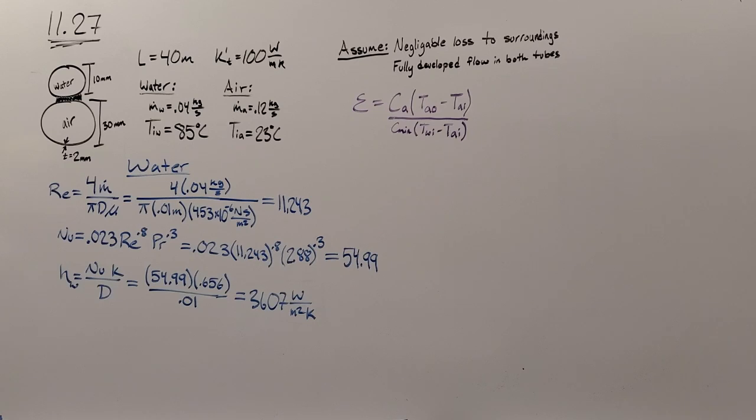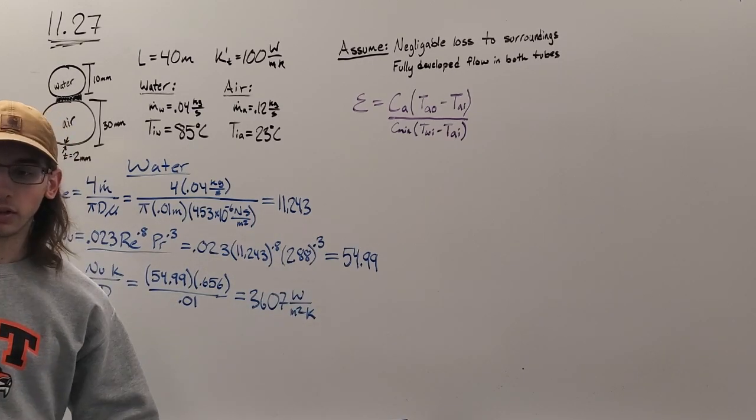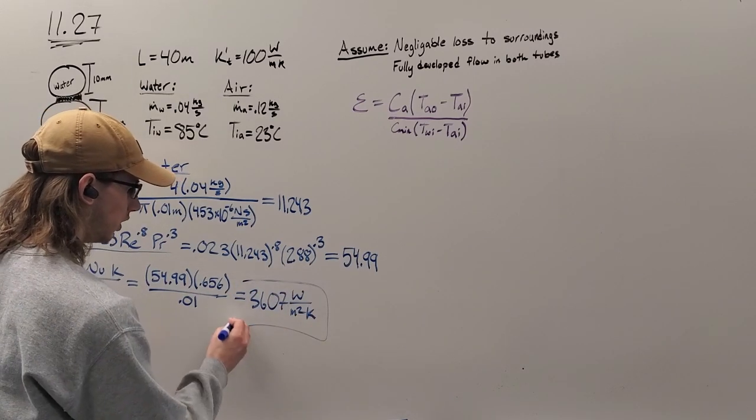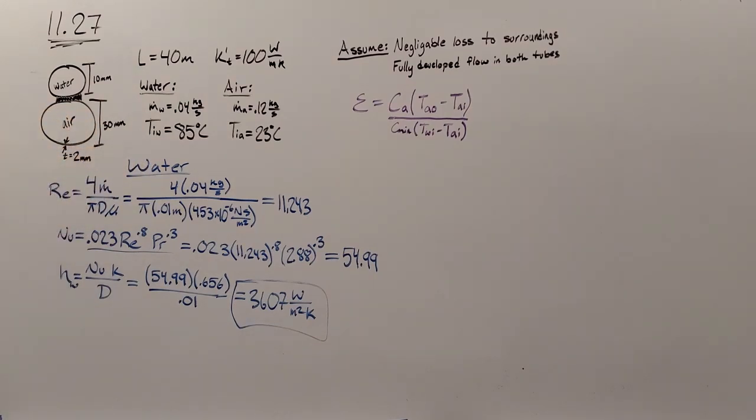So I've shown that process for the water here. It's just internal flow. First, you're going to calculate Reynolds number. We get 11,243 here, which means it is turbulent. And that gives us this equation here for Nusselt number. Solving that, we get a Nusselt number right about 55. And then we can plug it in to this equation and calculate the h of our water, which is 3,607 watts per meter squared Kelvin.